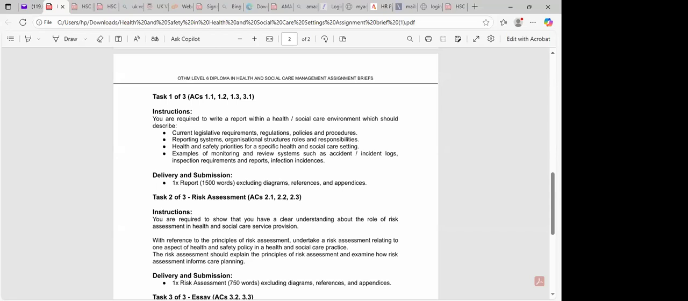And that all comes under RIDDOR: Reporting of Injuries, Diseases and Dangerous Occurrences Regulations. So these are some of the policies that they want to see you arguing your way through, but then also stating the procedure, okay?